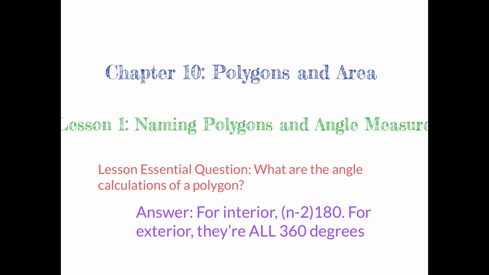That concludes this video lesson on naming polygons and angle measures. So what are the calculations for angles of a polygon? For interior angles, it's n minus 2 times 180, and for exterior, they're all 360 degrees.